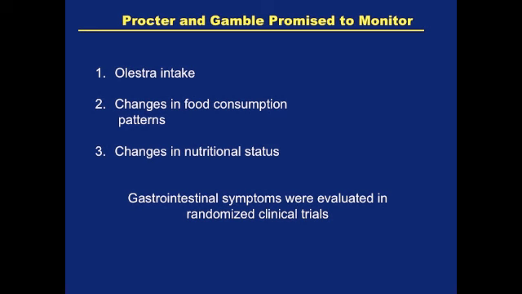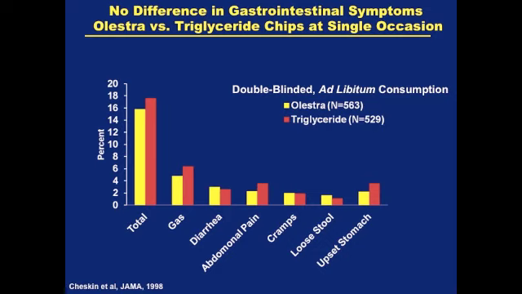So this is what Procter & Gamble promised to do to the FDA. They had this letter, and they said, well, we're going to monitor Olestra intake. We're going to look at how food consumption patterns change because Olestra is introduced, and we're going to look for changes in nutritional status. And I'll take a side tour here and mention that gastrointestinal symptoms were not evaluated in terms of post-marketing surveillance, because there was a decision made to evaluate them instead in terms of randomized clinical trials. I want to show you these results because they're kind of fascinating.